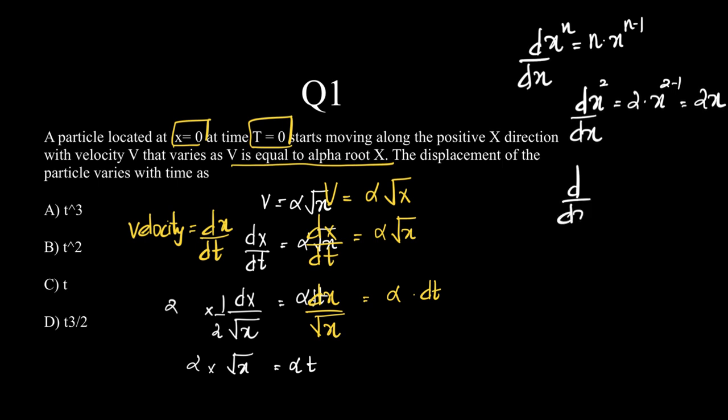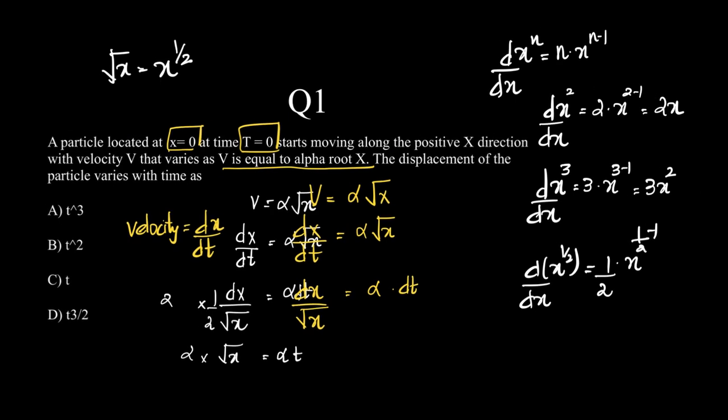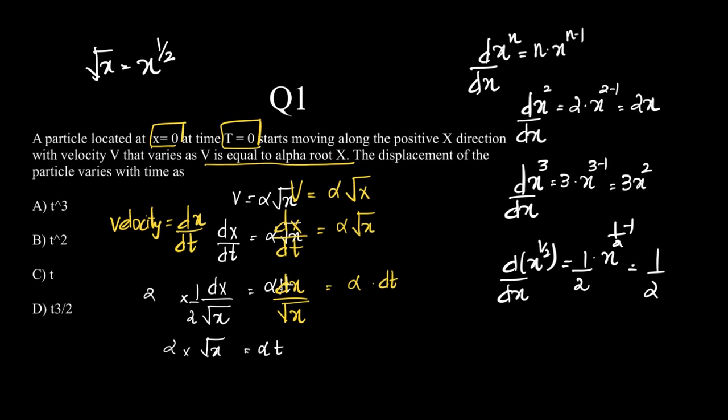Let me add one more example. So d by dx of x to the power 3 is equal to 3 into x to the power 3 minus 1, which is equal to 3 into x square. Now, what is root x in terms of exponent? Root x is basically equal to x to the power 1 by 2. So we can write that d by dx of x to the power 1 by 2 is equal to 1 by 2 into x raised to 1 by 2 minus 1, which is equal to 1 by 2 into x to the power minus 1 by 2.